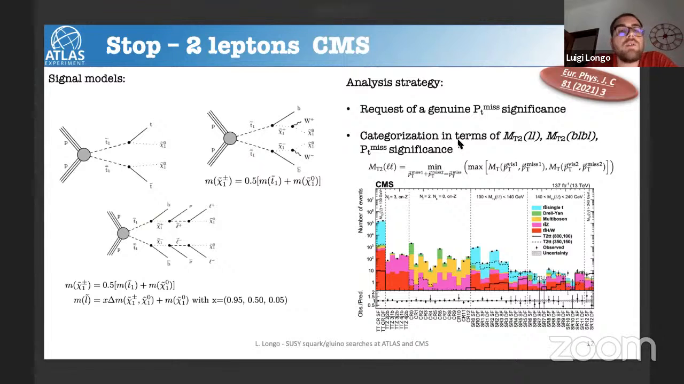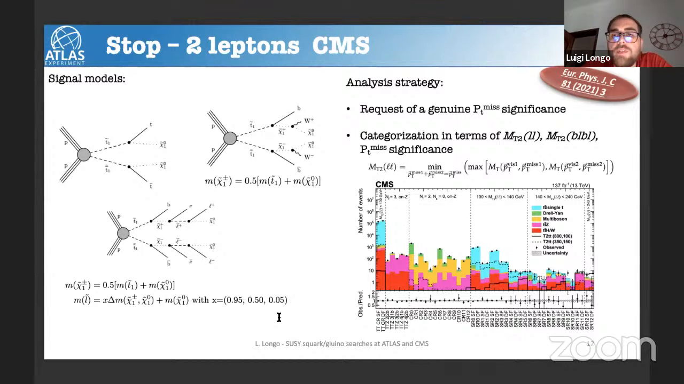Another search for the stop is the one that looks at two leptons in the final state. Here we have the same signal models that we considered in the previous search, plus the addition of a third signal model where we have a cascade of SUSY particles. So the stop goes into a chargino, then into a lepton, then into a neutralino. In this case, the mass of the chargino is set to the average of the stop and neutralino, while the mass of the lepton is a combination. It depends on the mass splitting between the chargino and the neutralino, and there is a free parameter that is set to 3 different values.